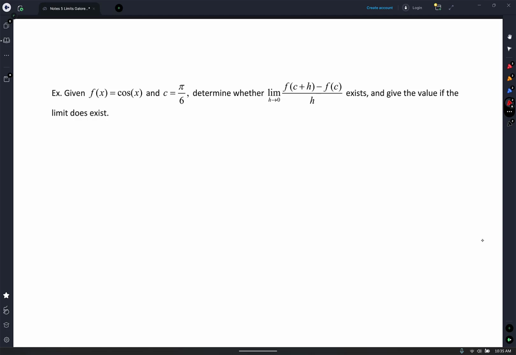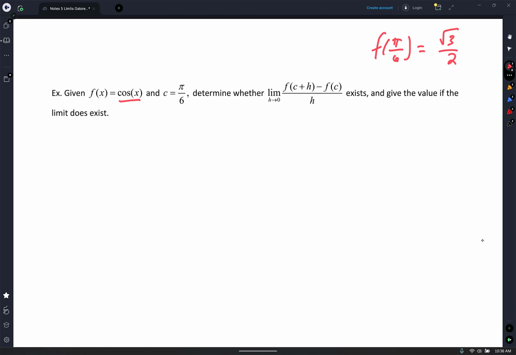All right, so look what it says. Given f of x equals cosine x and c is pi over 6, determine whether the limit as h approaches 0 of that expression exists and give the value of the limit, or state that the limit does not exist. Okay, here's what you need. You need to figure out what f of pi over 6 is, and that one's easy to do. What's cosine of pi over 6? You guys remember from your pre-cal days? Cosine? Oh yeah, cosine it is. Sorry, for some reason I was about to put half. Yeah, cosine's the x value.